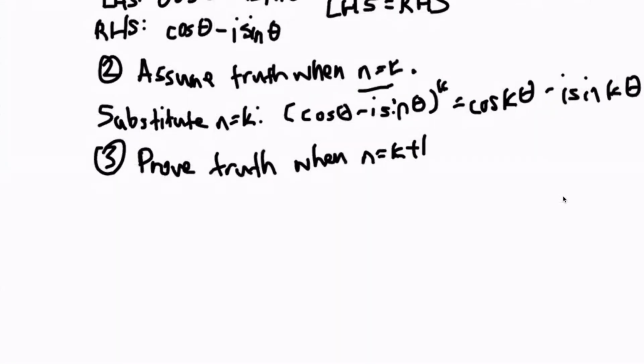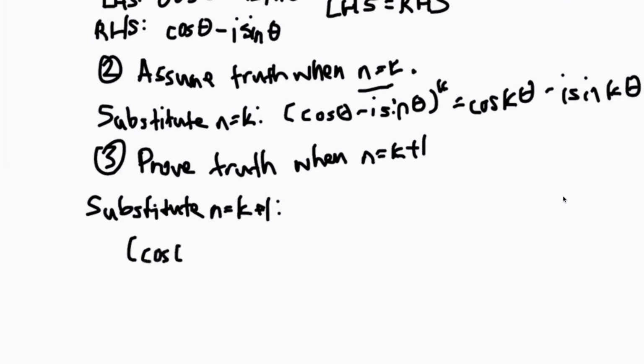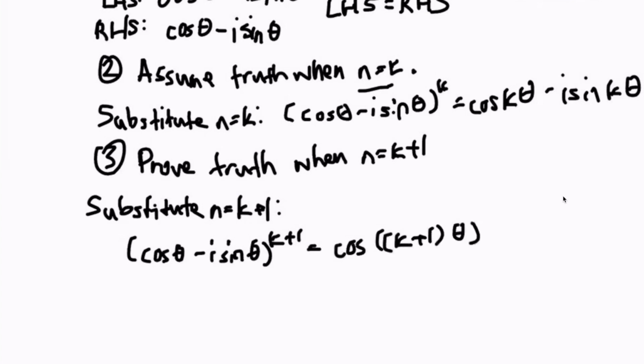And by substituting n as k plus 1, we're given the equation, cosine theta minus i sine theta to the k plus 1 is equal to cosine k plus 1 times theta minus i sine k plus 1 times theta. Okay, so remember that this is the thing that we need to prove. We need to prove that this is true.